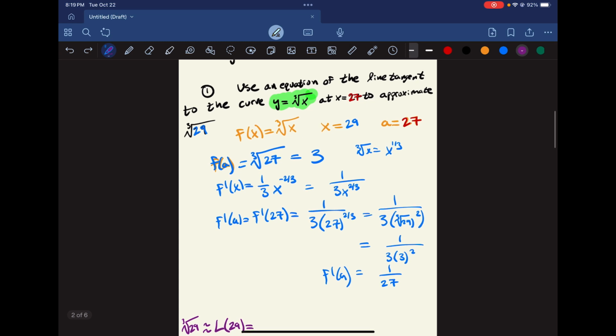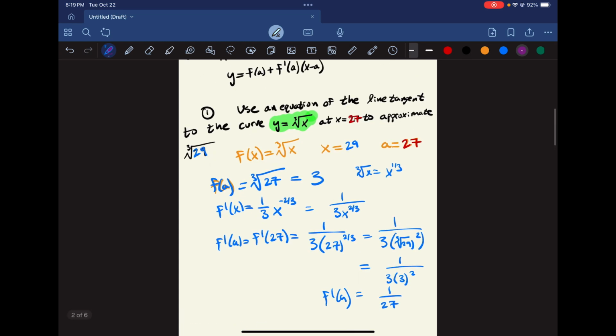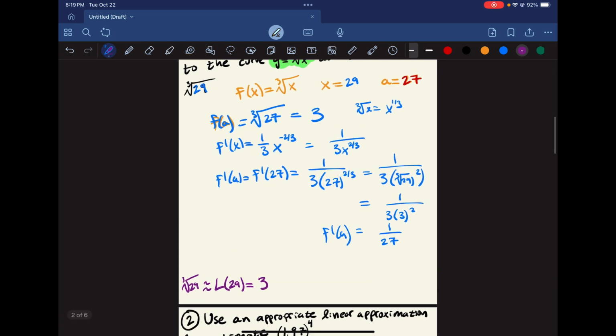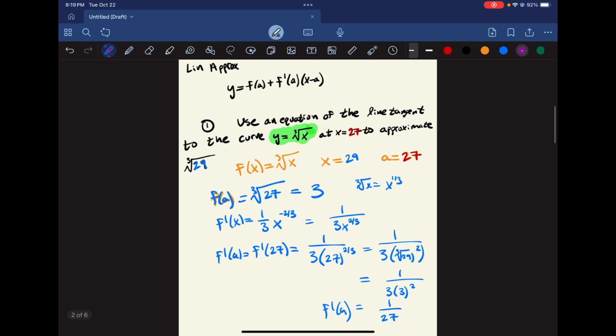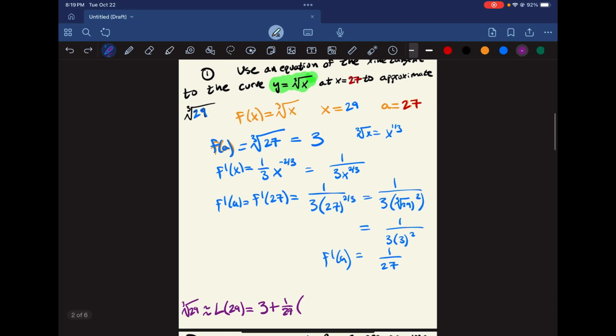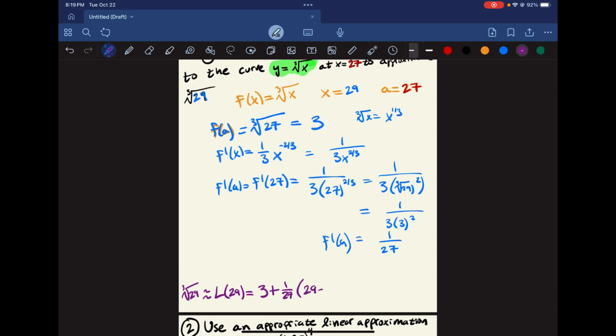So f of a is going to be 3 plus f prime of a, 1 over 27, times x minus a. X is 29, our a is 27, so we could just simplify that to 2.